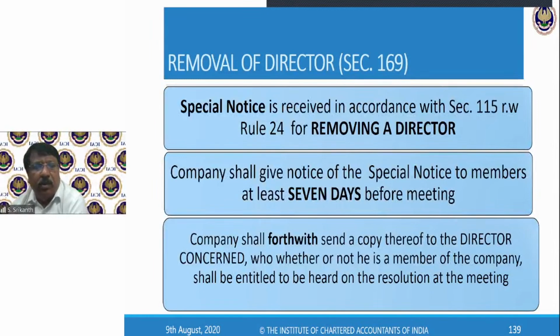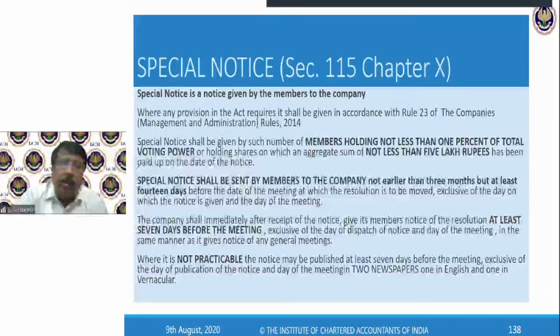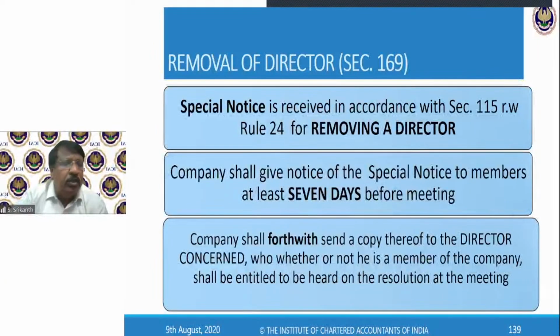Okay. Company shall give notice of the special notice to members at least 7 days before the meeting. Company shall forthwith send a copy to the director concerned, who, whether or not he is a member of the company, shall be entitled to be heard on the resolution. So that the director who is to be removed can attend. Okay, so this is the special notice and provision for removal.